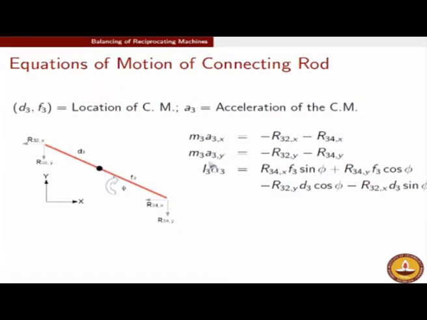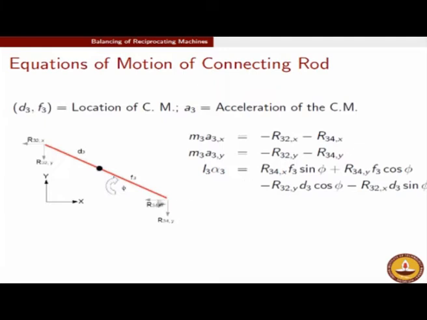Similarly, M3A3,y, mass times acceleration of the center of mass along the y direction, should be the sum total of all the forces along the y direction. So that is R34,y and R32,y, but both have directions opposite to the y direction that we have chosen. So this comes with a negative sign. And lastly, we have to account for the moment balance. So I3 is again the moment of inertia about the center of mass. Alpha 3 is the angular acceleration of this connecting rod. This time it is chosen in this fashion.